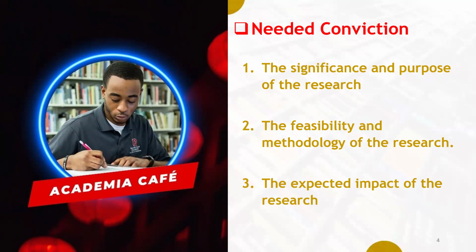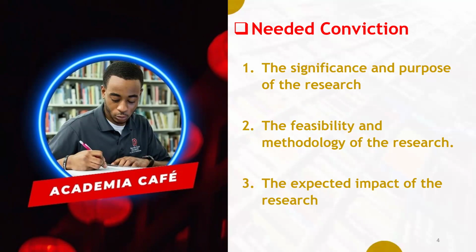The third thing that you need to convince your reader of is the expected impact of your research. What is novel about your research? Is your research outcome expected to be unique? You need to constructively demonstrate the potential outcomes and implications of your research, highlighting its unique relevance and potential contributions to the field.